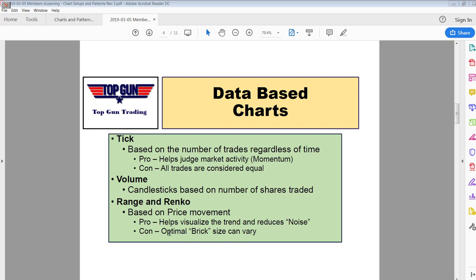The problem, and this is a big problem with this, is that optimal brick size can vary from instrument to instrument and even day to day. When you're trading a small number of instruments like the futures, that works pretty well. It works extremely well because they tend to trade very similarly from one day to the next. But when you start to bounce from chart to chart, let's call it Halliburton or Abercrombie and Fitch or whatever, they'll vary widely. 10 ticks might work on one chart.